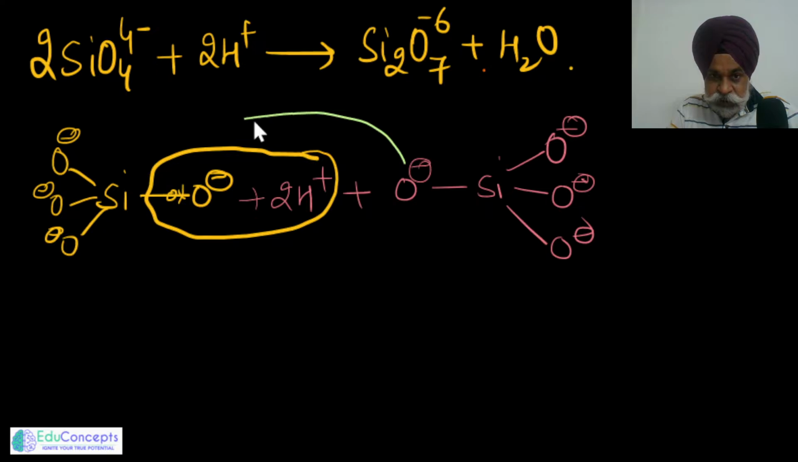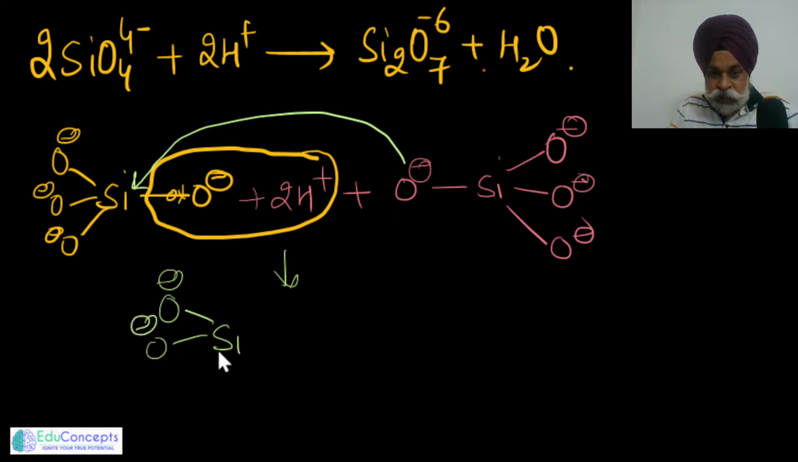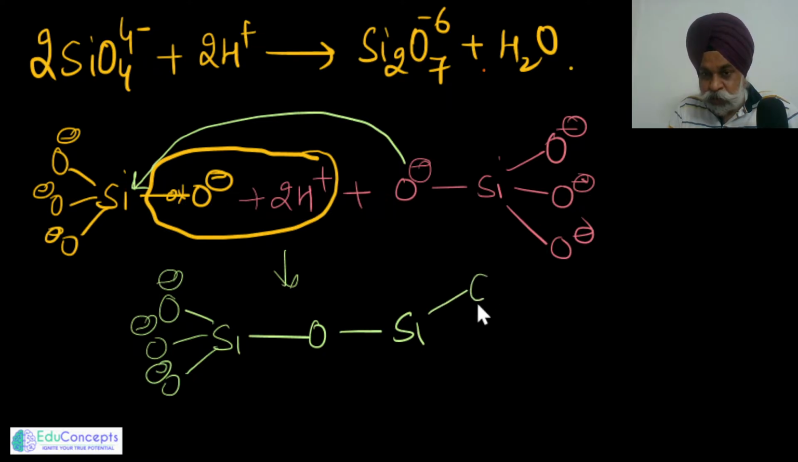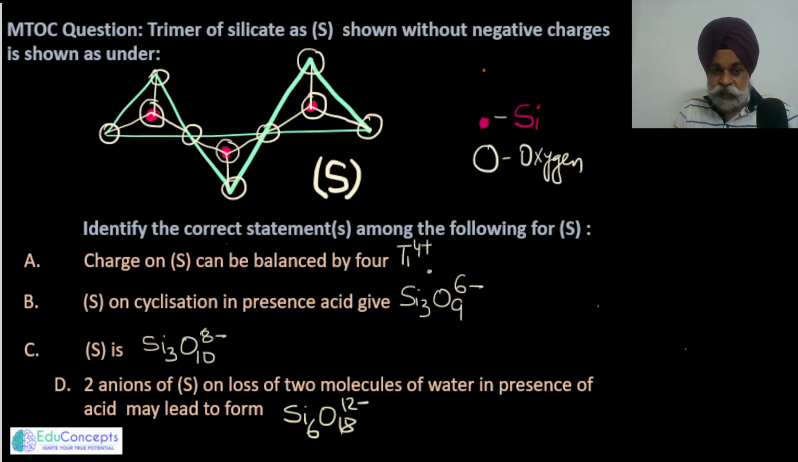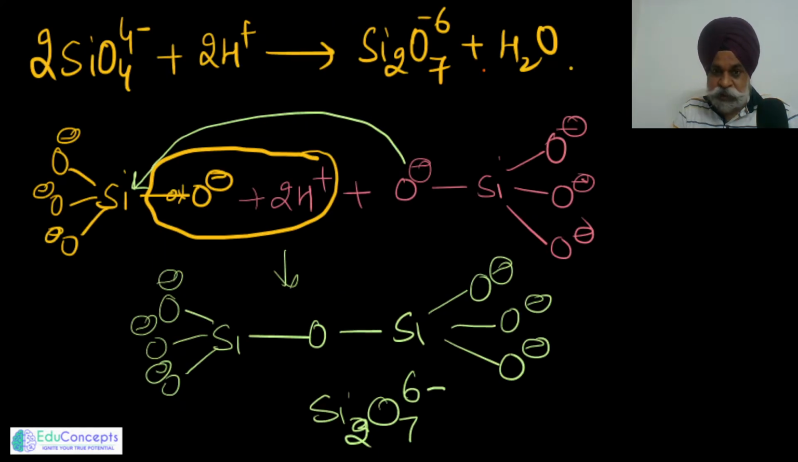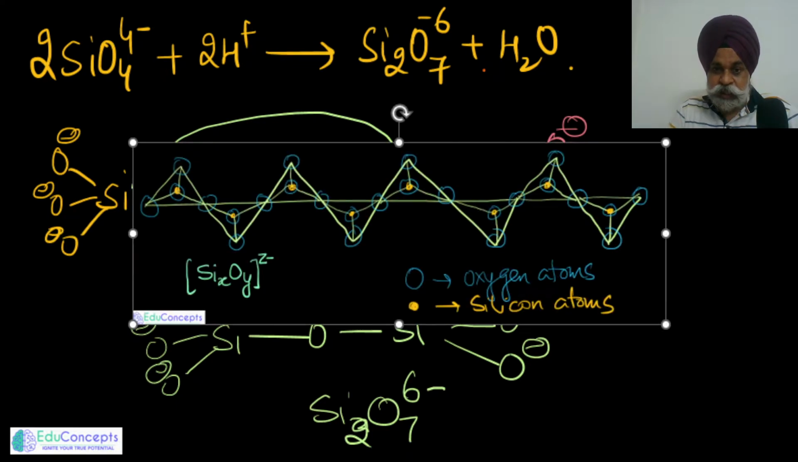And then this oxygen attacks it. As a consequence, what you are able to get here is SiO negative, O negative, O negative, and you get an Si-O-Si bond. Now the point which is very important: we got this as Si2O7 6 negative. How I have polymerized two units, this is called pyrosilicate. How does it look in a 3-dimensional structure? That is very important to understand here.